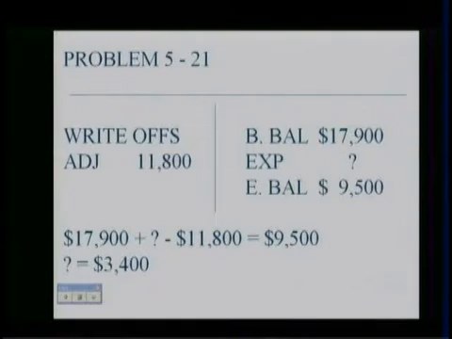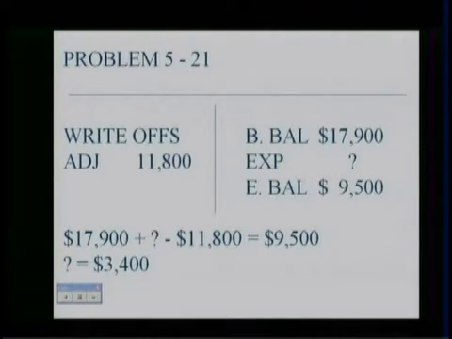Well, in order to do this one, what you will need to do is to draw yourself a T account. Think about what's involved in a T account. A balance for the allowance for doubtful accounts will be a credit balance. So the beginning balance was $17,900. So in your T account, you will have $17,900 as the first line on your T account.